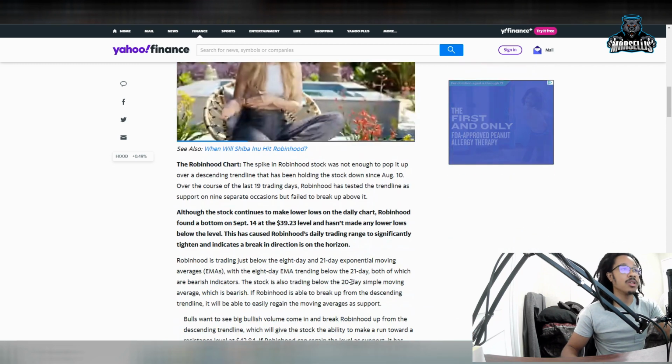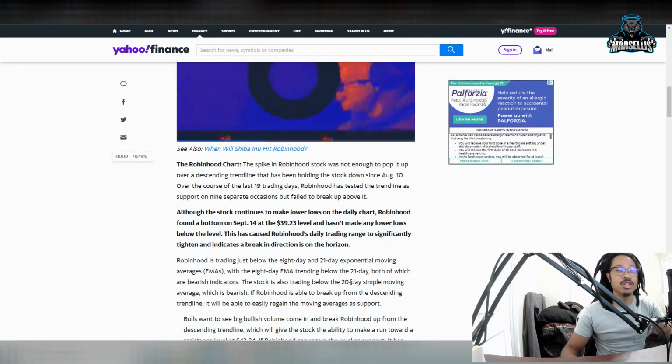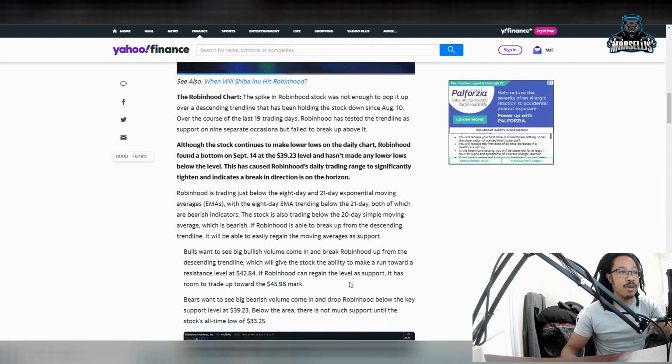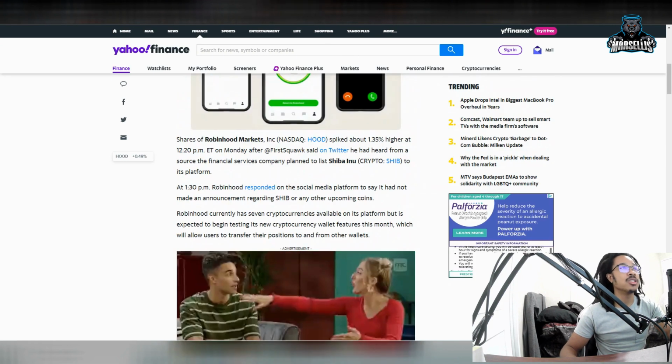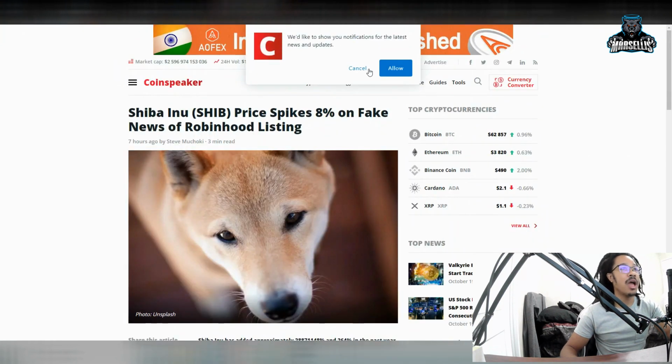So yeah, if you all want to make money on Robinhood or on Shiba Inu, then this Robinhood rumor would be the best thing to get in on. But remember, I'm not a financial advisor. None of this is financial advice. I'm not telling you to dump your money in there. Just telling you the facts about what could possibly happen.